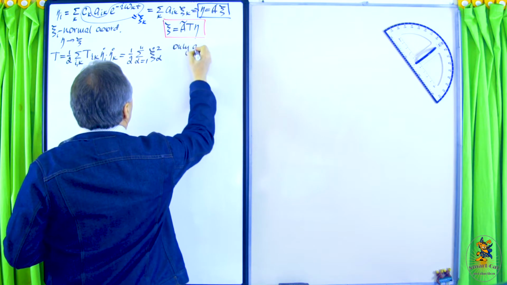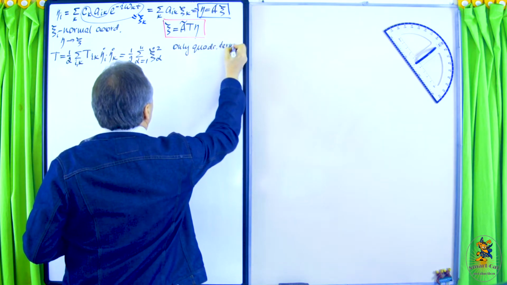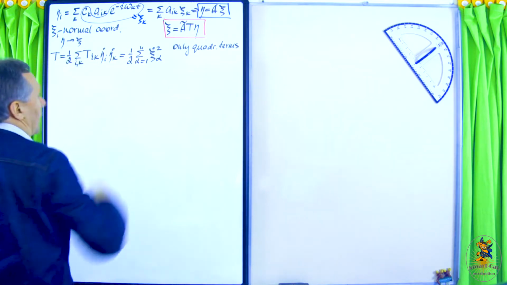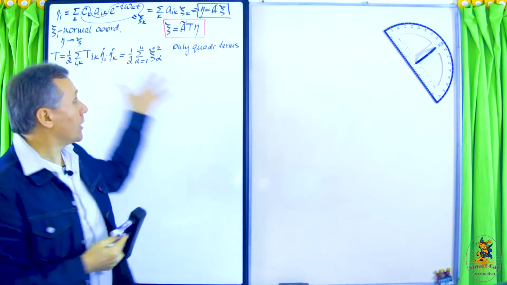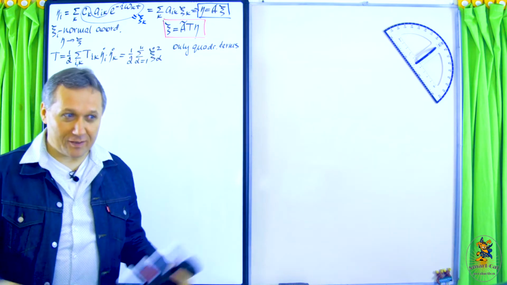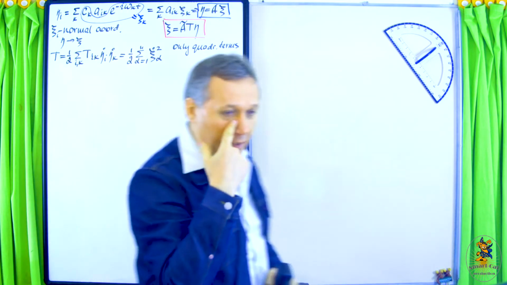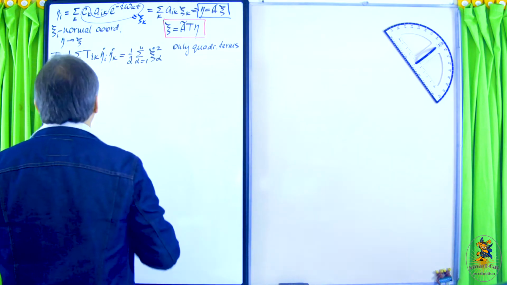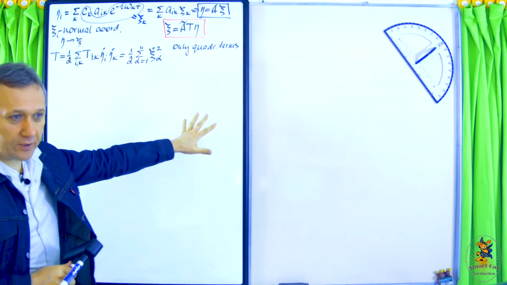Only quadratic terms. And of course, as a result, if you write the kinetic energy matrix, it will have a diagonal form, a unit matrix with ones along the diagonal line. Okay, so now pretty much that's where we finished in the previous class.